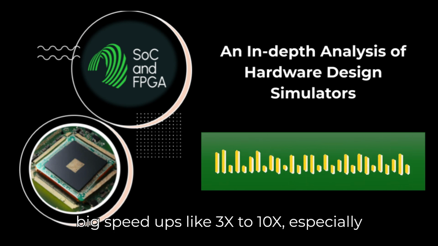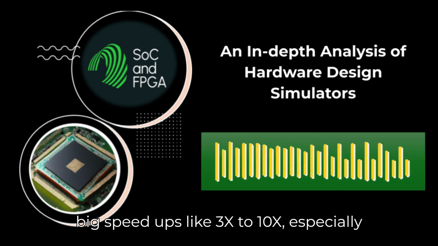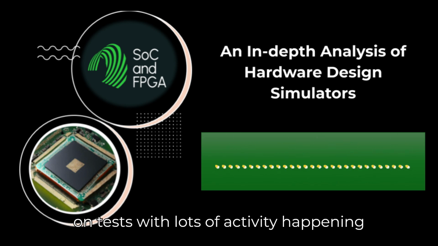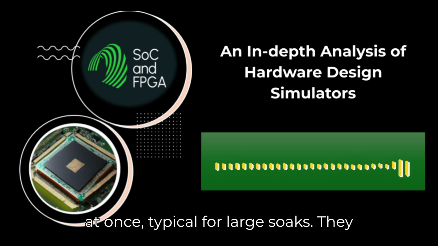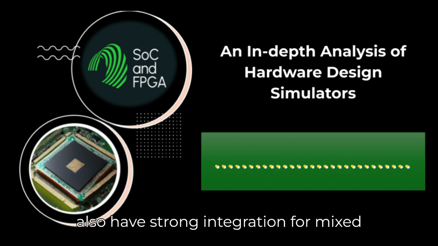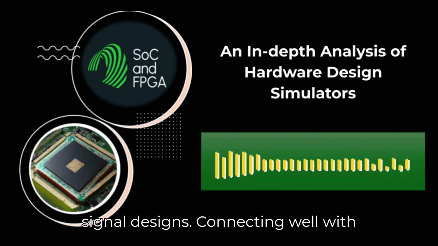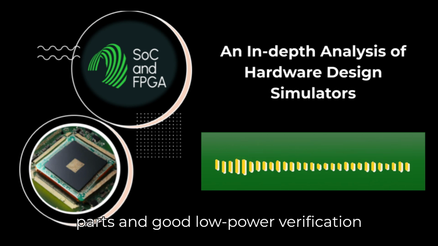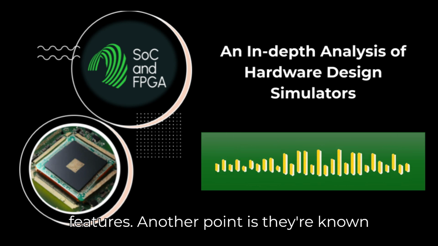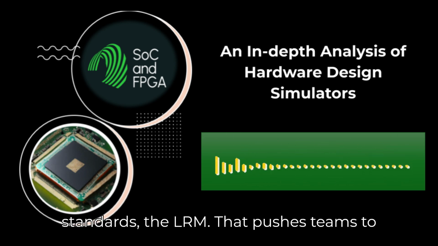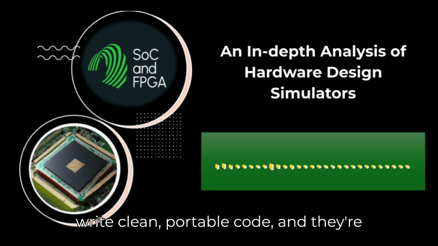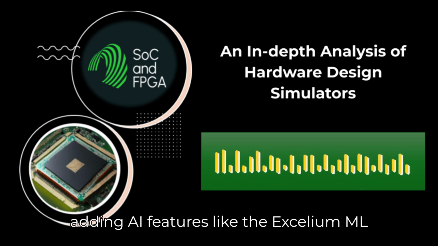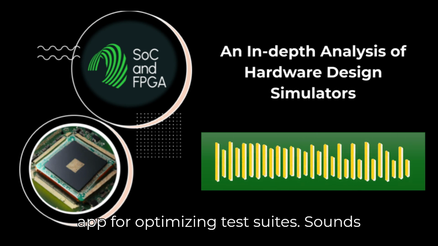Cadence claims big speed-ups, like 3x to 10x, especially on tests with lots of activity happening at once, typical for large SoCs. They also have strong integration for mixed-signal designs, connecting well with their Spectre SPICE simulator for analog parts, and good low-power verification features. Another point is they're known for strict adherence to the language standards, the LRM. That pushes teams to write clean, portable code. And they're adding AI features, like the Xcelium ML app for optimizing test suites.